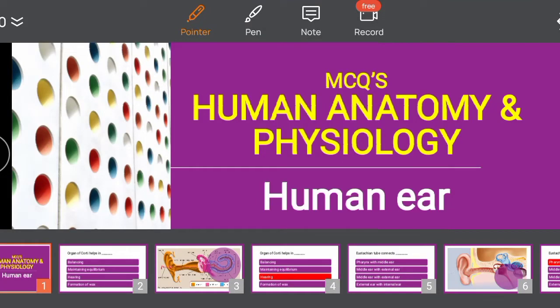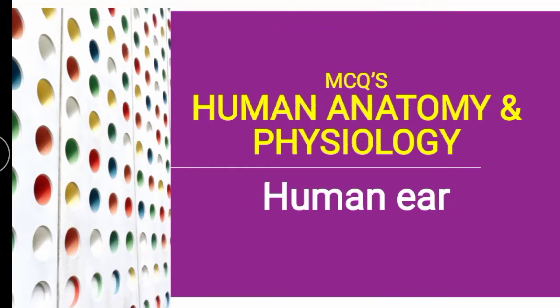Hello dear learners, today we are going to discuss a few of the MCQs from human anatomy and physiology. We are on the chapter human ear. From human ear, we are going to cover a few of the MCQs here on pharmacy info line. You are going to get every MCQ along with the explanation. So enjoy the MCQs with pharmacy info line.